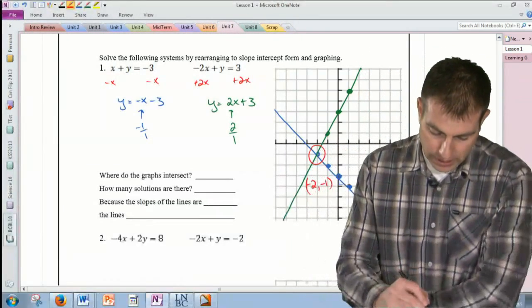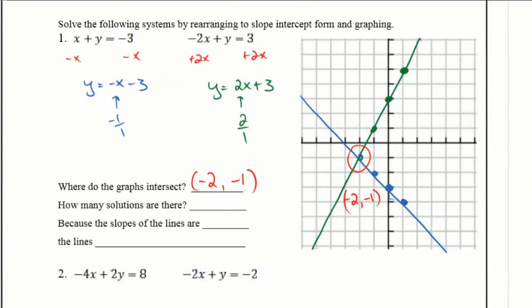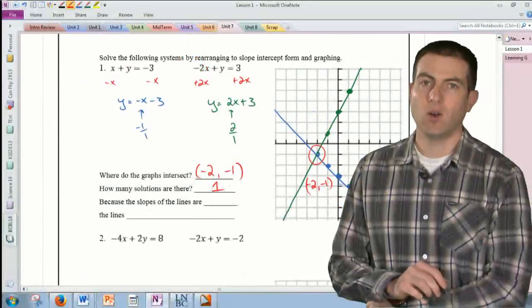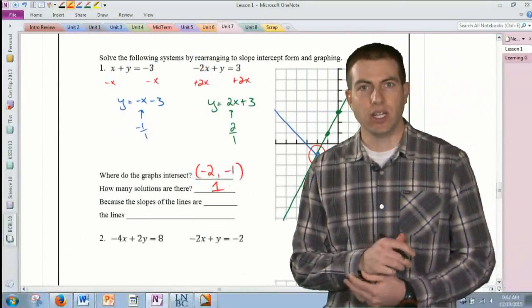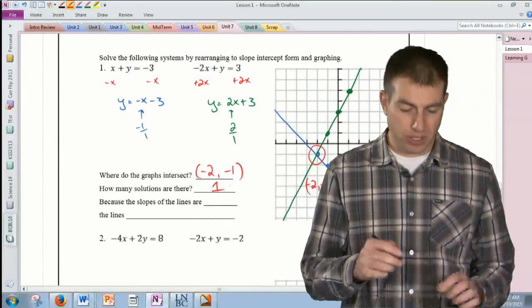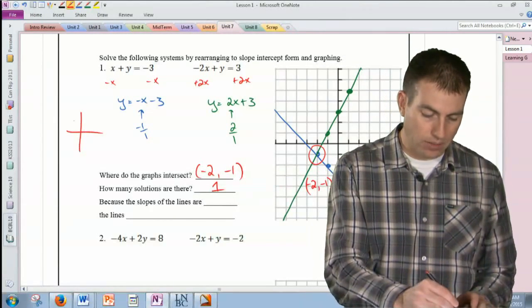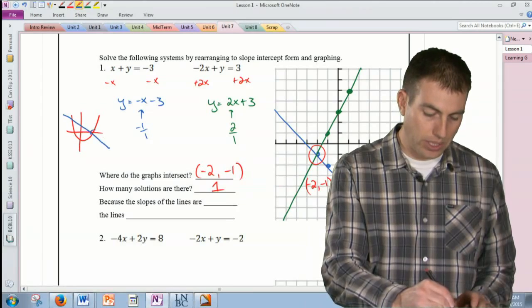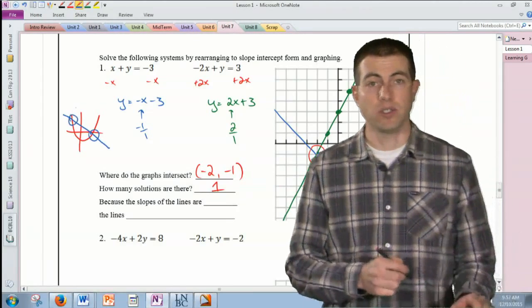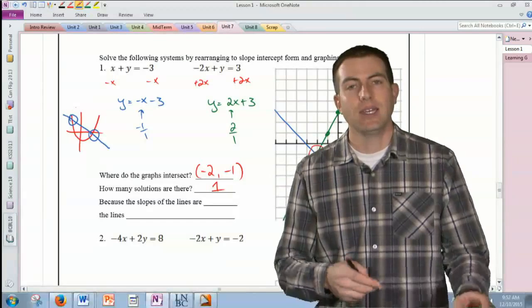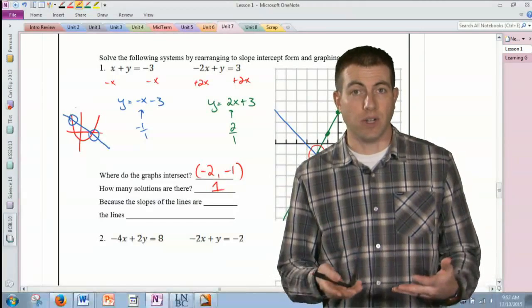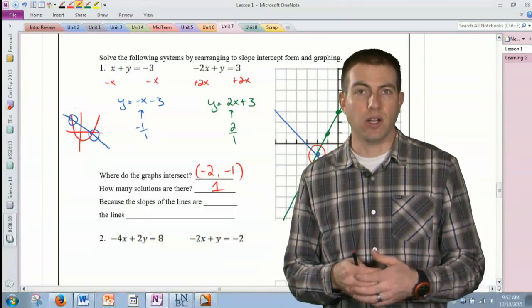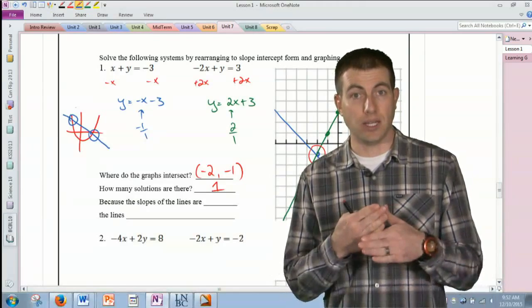Where do the graphs intersect? They intersect at negative 2, negative 1. There's one solution, because those lines only cross at 1 point. Now, when you get into grade 11, you're going to end up with really crazy situations like this, where you have a parabola, and then you'll have a line going through it, and it's going to cross at 2 points. So you're going to end up with 2 solutions. But for grade 10, we only deal with linear functions, only lines. So we only are going to encounter where 2 lines intersect.